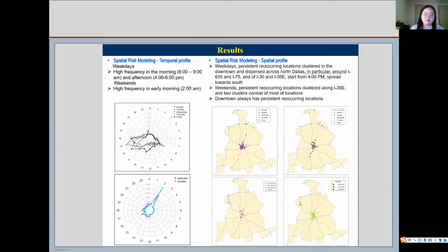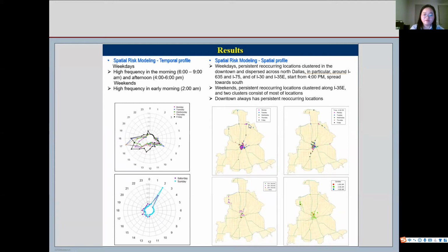Based on data and method, we found interesting spatial-temporal patterns. First, for the temporal pattern, the weekday and the weekend show different patterns. During weekdays, we found that dangerous locations usually occurred in the morning from 6 to 9 a.m. and afternoon from 4 to 6 p.m. However, it's different on weekends. The persistent recurring locations usually occur in the early morning, around 2 p.m. during weekends.